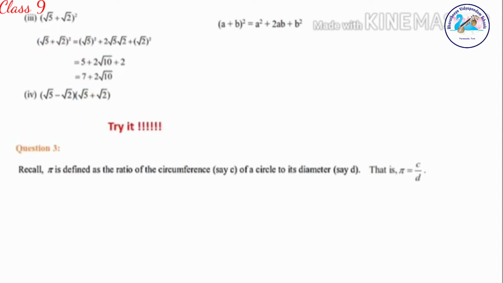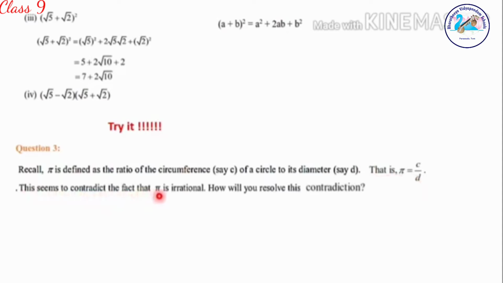Question number 3: Recall pi is defined as the ratio of the circumference, say c, of a circle to its diameter, say d. That is, pi is equal to c by d. This seems to contradict the fact that pi is irrational. How will you resolve this contradiction?